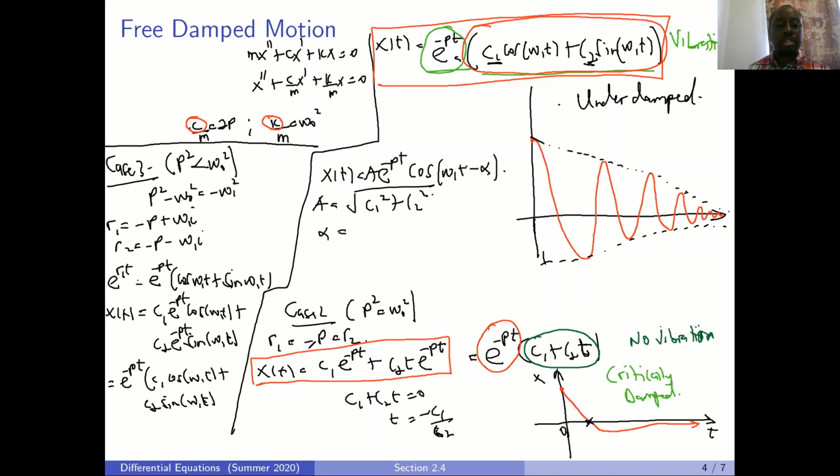the angle for which, so alpha is the angle for which the cosine of alpha is C1 over A, and the sine of alpha is C2 over A. Okay, so that we can determine what alpha is, and so we can write our motion in this way.